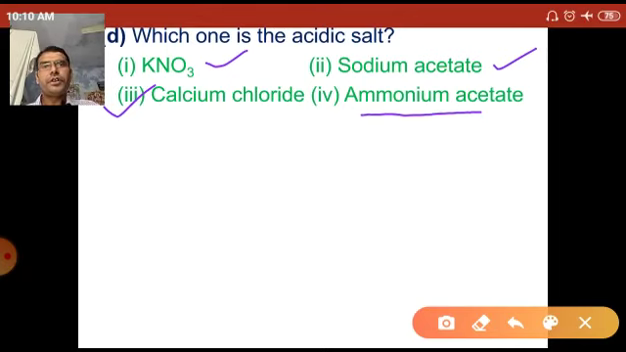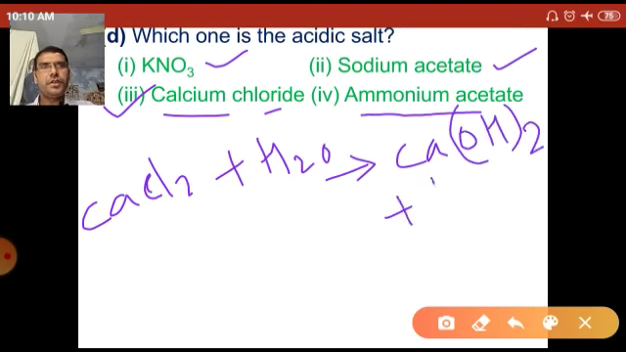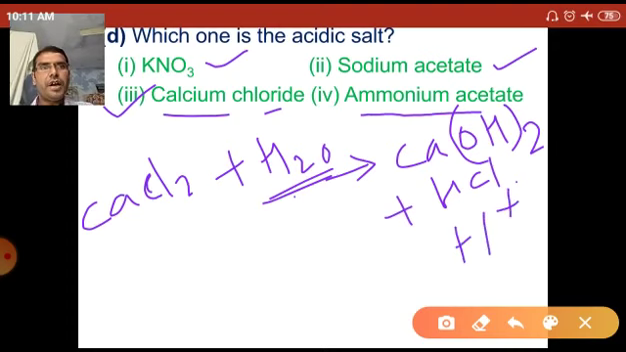How is calcium chloride an acidic salt? When CaCl2 dissolves in water, it furnishes Ca(OH)2 and HCl. In the aqueous solution, the calcium chloride provides more H plus ions, so it is an acidic solution.